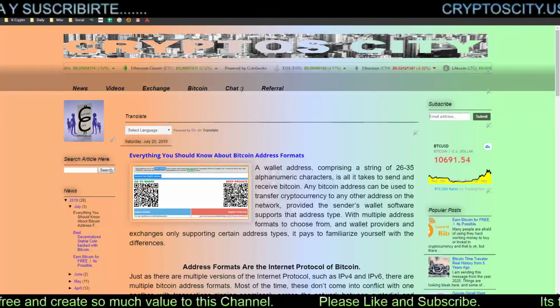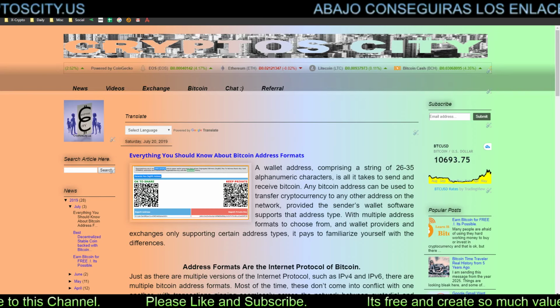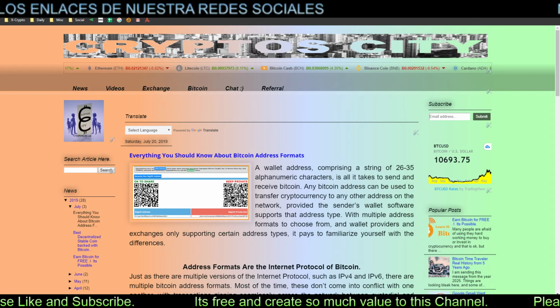Here we will show you everything you should know about Bitcoin address formats. Let's start. A wallet address, comprising a string of 26 to 35 alphanumeric characters, is all it takes to send and receive Bitcoin. Any Bitcoin address can be used to transfer cryptocurrency to any other address on the network, provided the sender's wallet software supports that address type.